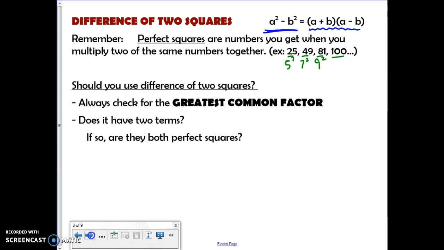So when figuring out whether or not you should use the difference of two squares, this is kind of a little checklist. Remember, the first thing you should do is always check for the greatest common factor. The second thing is, does it have two terms? And I want you to add in here, are they being subtracted? Because really the only time we can do this is if they're actually being subtracted. And then if so, are they both perfect squares? If so, then we can go ahead and do this.